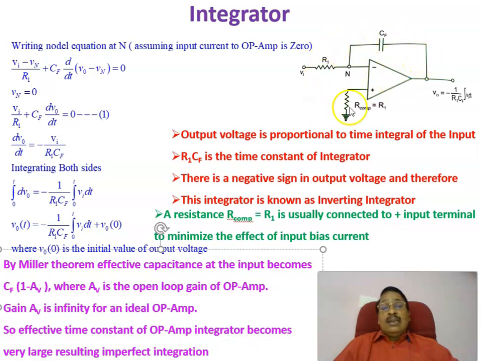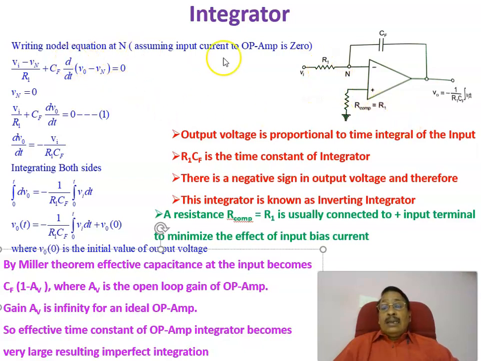Therefore, this is the ideal integrator, in which the output voltage is the integration of the input voltage: V0 equals minus 1 by R1 into CF into the integral of Vi dt. That is the ideal integrator, and this is the compensating resistance, which is the same as Ri.